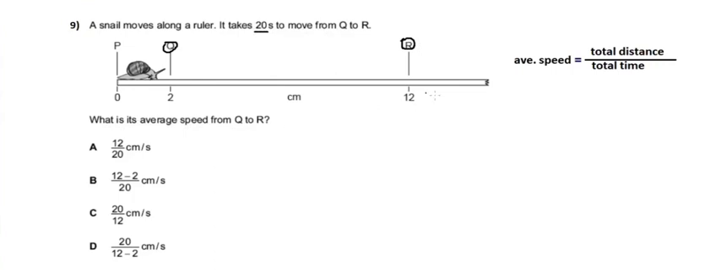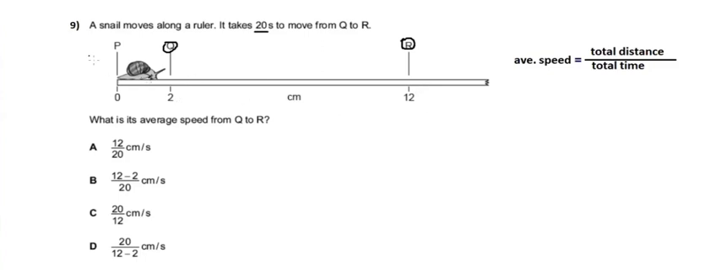So here the average speed is nothing but the total distance divided by total time. Speed is the distance divided by time, but whenever they ask the average speed, it is nothing but the total distance divided by total time. So from Q to R, the time is already given, that's nothing but 20 seconds. But what is the distance traveled between Q to R?